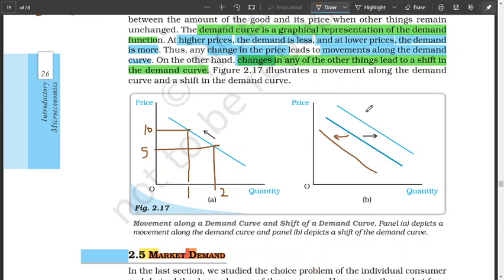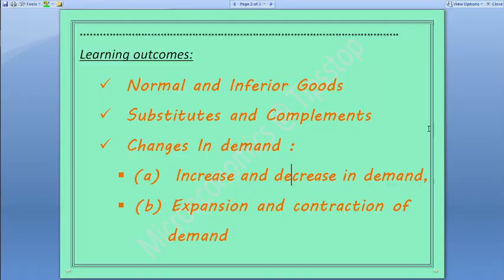But here, the main factors responsible are changes in those other factors, not because of the price. Not due to the price, but due to the other factors. So demand can show expansion, contraction, increase, decrease. That's about increase and decrease in demand, expansion and contraction in demand.